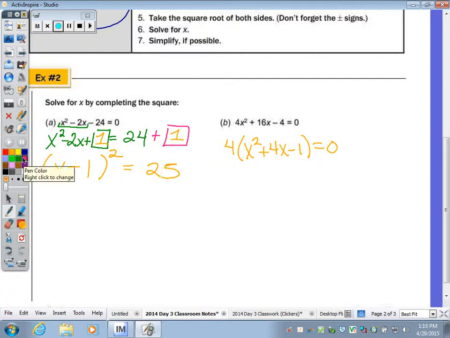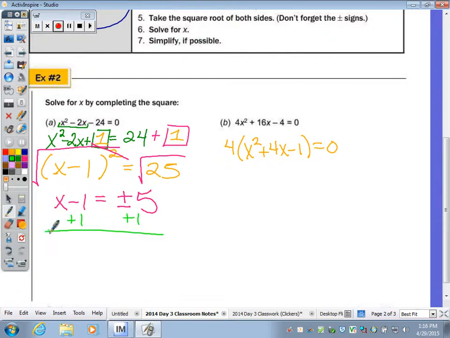Next step, we take the square root of both sides because that's the inverse of squaring. So when I take the square root, the left side gets rid of the square. I'm left with the binomial x minus 1, and then equals the square root of 25, which is positive or negative 5. Don't forget your plus or minus. Finish by adding the 1. The 1's cancel out on the left, and x equals 1 plus or minus 5.